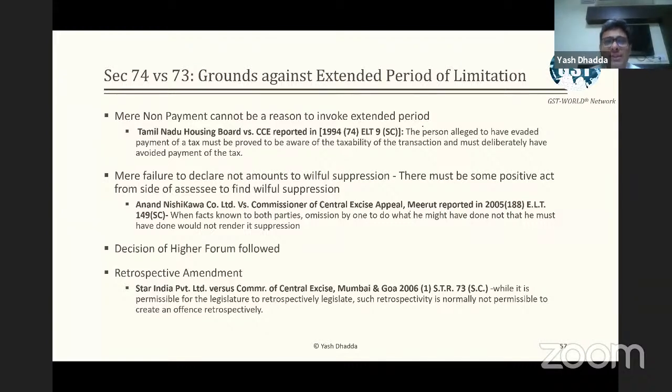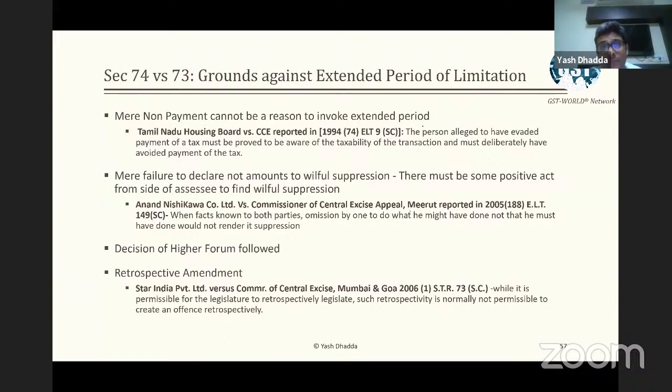Answer to that is when the facts were known to both the parties, meaning thereby मैंने 3B में तो नहीं दिखाया पर मैंने एनुअल रिटर्न में दिखा दिया. अब just because मैंने 3B में नहीं दिखाया, मैं मानता हूँ I did not show, but it was shown in the annual return. I had already intimated to you. You cannot now tell me that I have not shown it properly to you. Decision of higher forum, that also becomes a reason that there cannot be extended period.